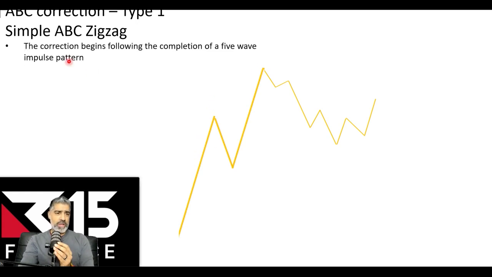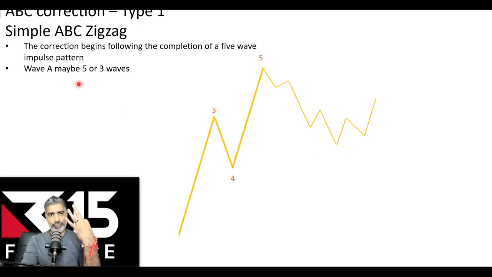What this is: the correction begins following the completion of a 5-wave sequence. So let's just say we've got this completion of a 3, 4, and then a wave 5. We should anticipate a wave A. And a wave A can break down, believe it or not, into 5 or 3 waves. Now, what does that even mean?